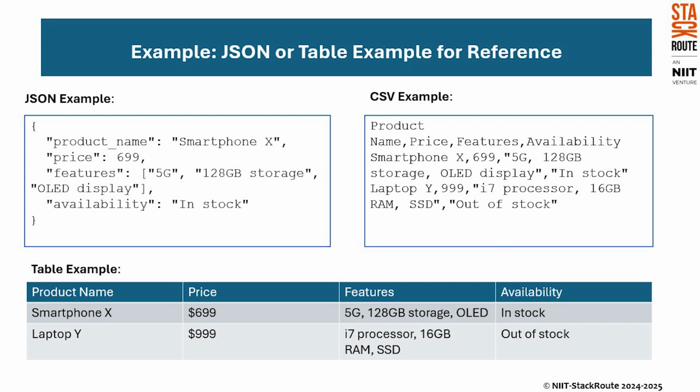Next, in the table example, we represent the same data as the JSON example, but in a table format. Tables are often used for displaying structured data in a visual, easy-to-read format. Columns represent different types of information: product name, price, features, availability. Rows represent individual products with their associated details. Tables are commonly used for reports, dashboards, and comparing data in a structured manner.